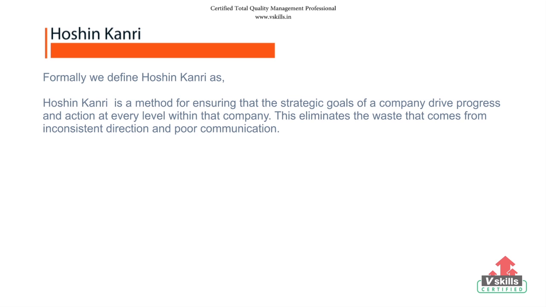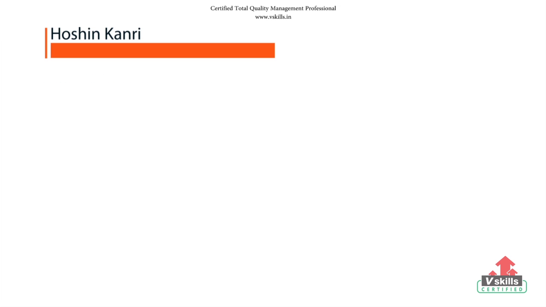Formally, we define Hoshin Kanri as a method for ensuring that the strategic goals of a company drive progress and action at every level within that company. This eliminates the waste that comes from inconsistent direction and poor communication. It is a step-by-step planning, implementation, and review process for managed change. It is a system approach to the management of change in critical business processes.